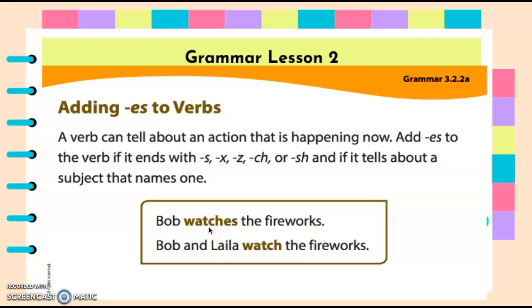In the next sentence, Bob and Layla watch the fireworks. Bob and Layla is the compound subject that names more than one, so we do not need to add the es or s ending to the verb watch.